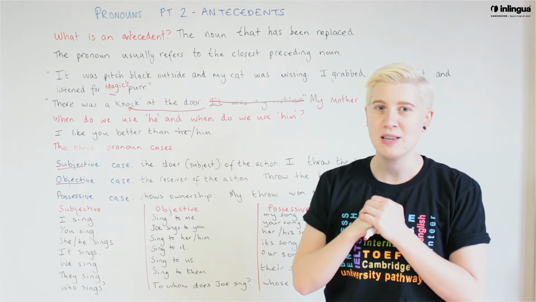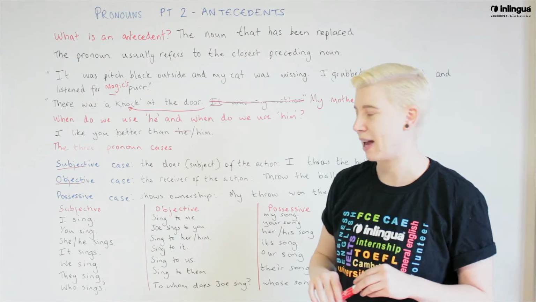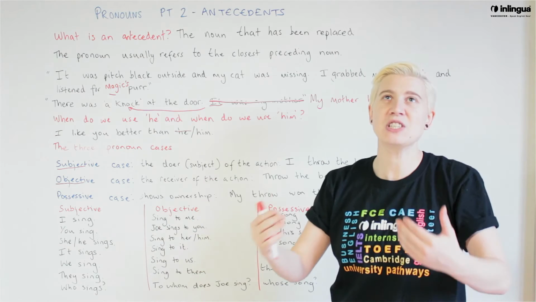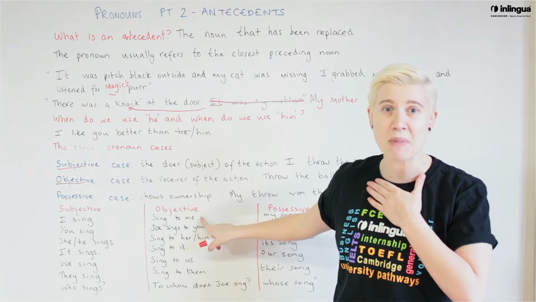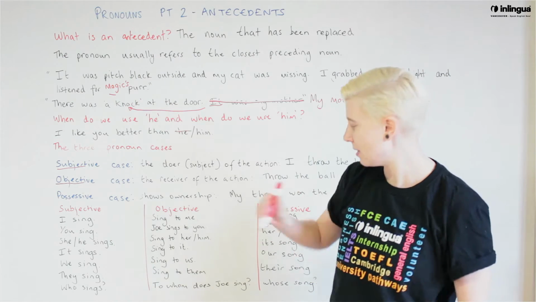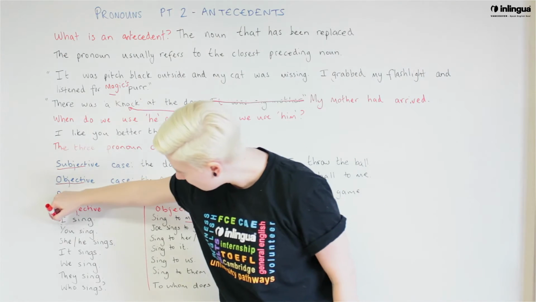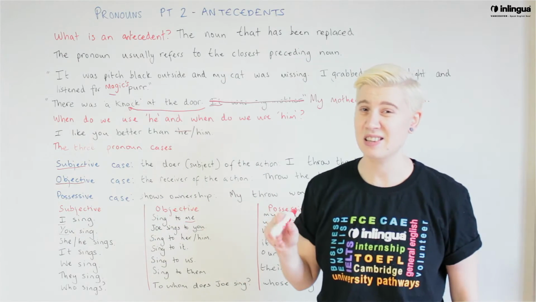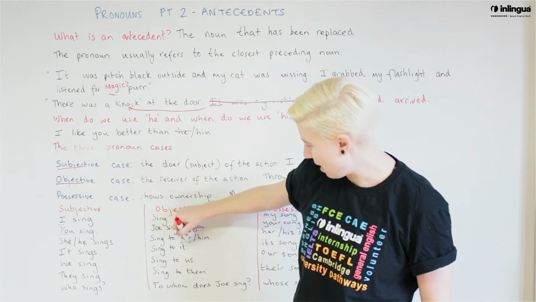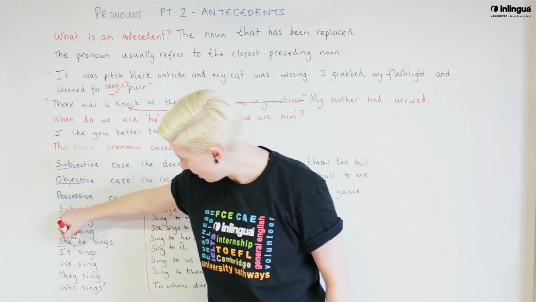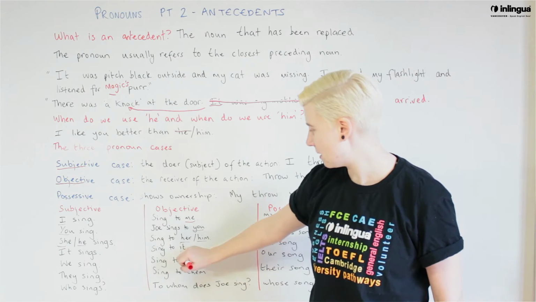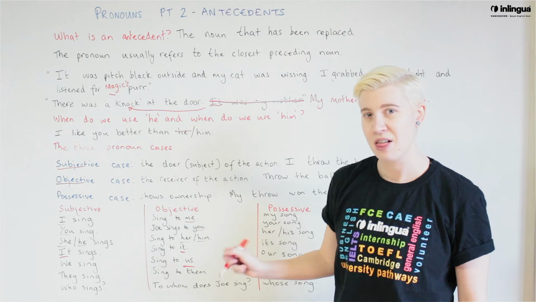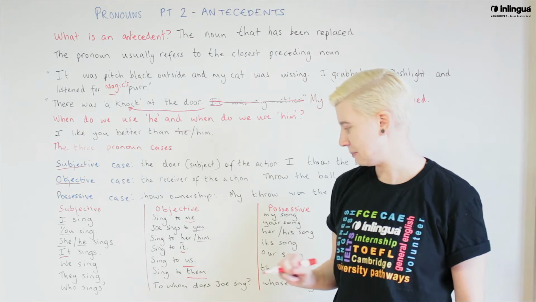When the pronoun is the object of the sentence, objective case, we have a sentence that is coming towards me. I am receiving the action. Sing to me, not sing to I. Me is the objective case of I. Joe sings to you. You is nice and easy, no change. Sing to her, sing to him, from she or he. Sing to it, again, nice and easy, no change. We sing, sing to us. They sing, sing to them.